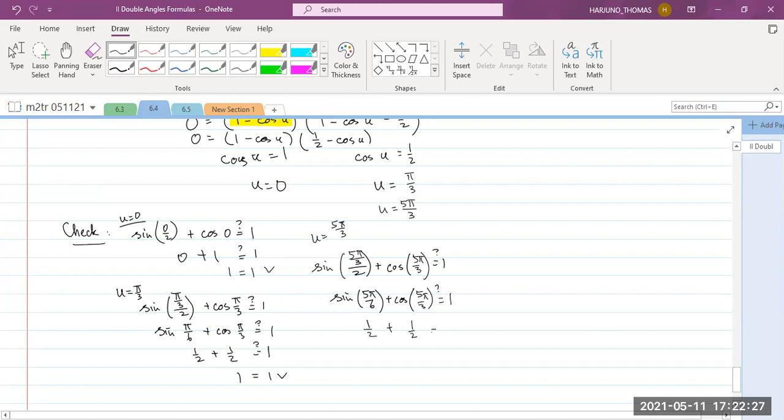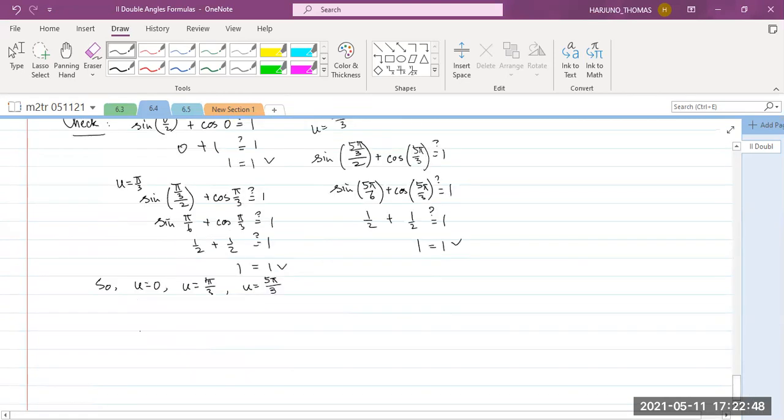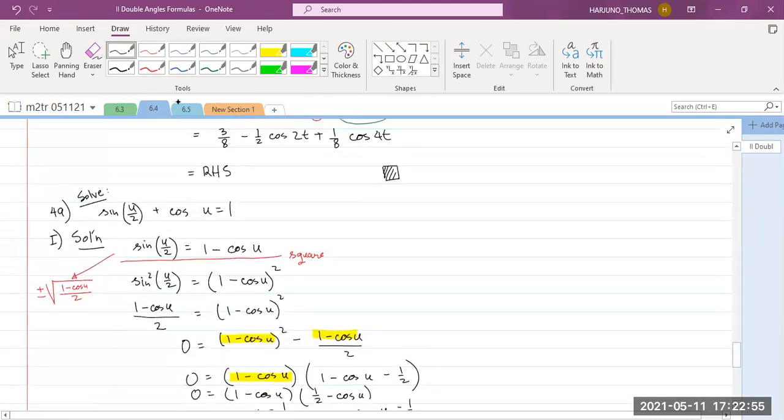Oh, all of the solutions are correct here. So all of them are okay. So u equals 0, u equals pi over 3, u equals 5 pi over 3. But see, I spent much time checking, or at least a couple of minutes, right? Another way to solve this problem, something even our textbook doesn't show you, is I do substitution.